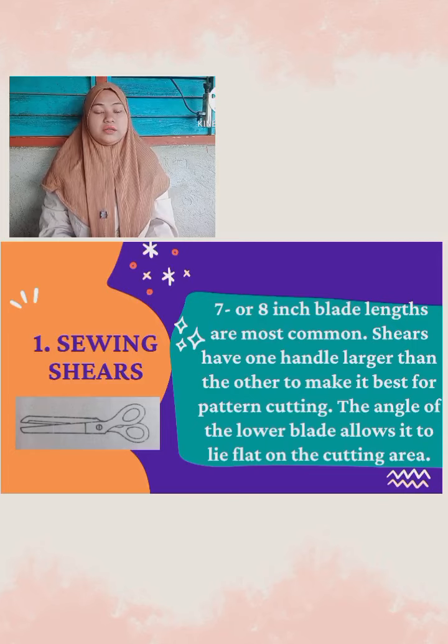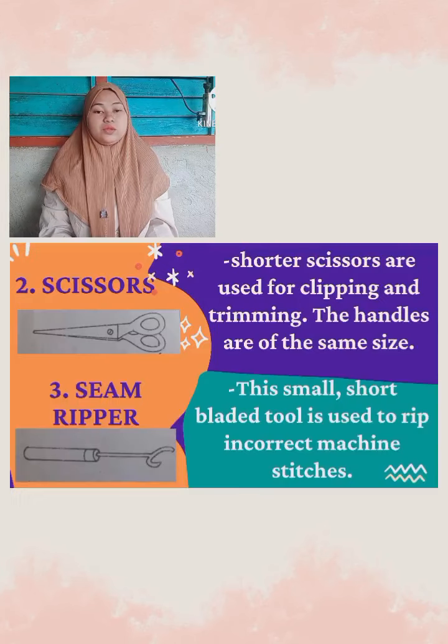One handle is larger than the other. So why is it that? It is because in order for the person to have the best pattern cutting. So next is scissors. It is a shorter scissors used for clipping and trimming. And they have the same sizes. The handles are the same size.